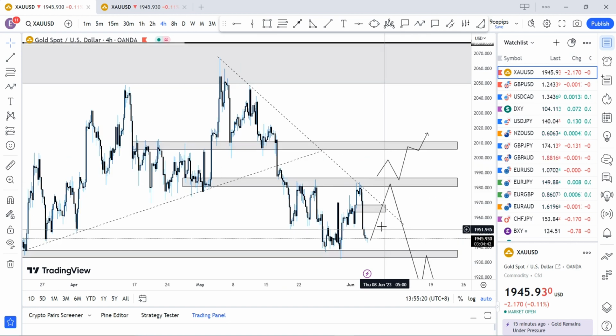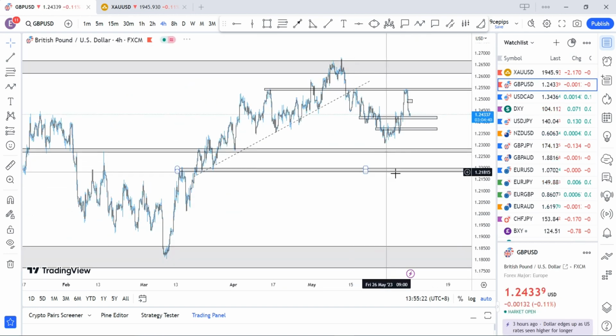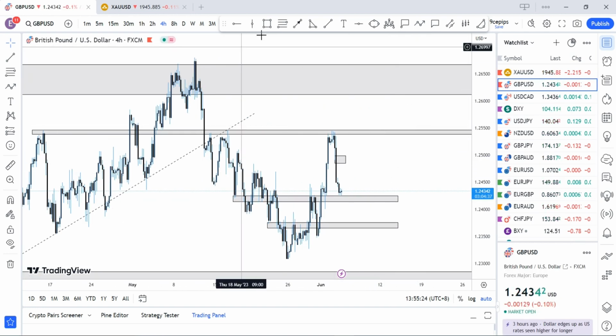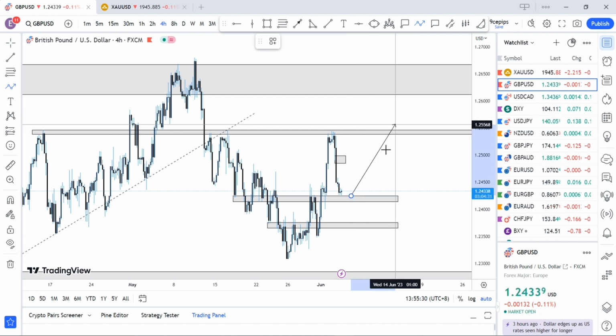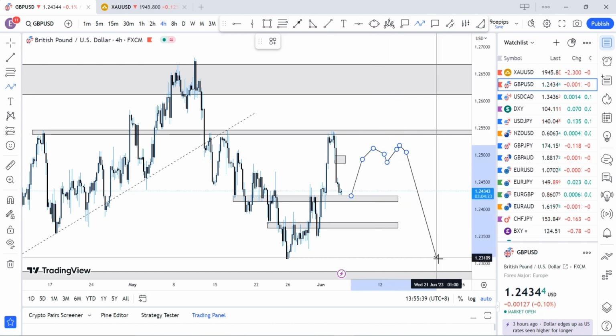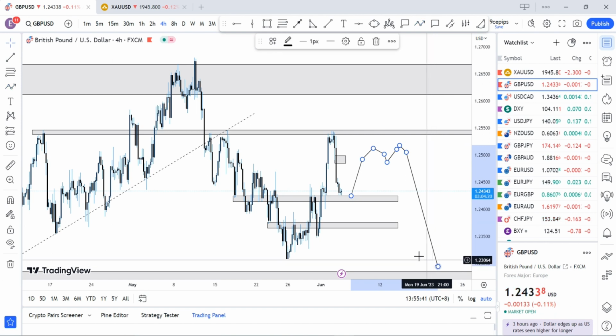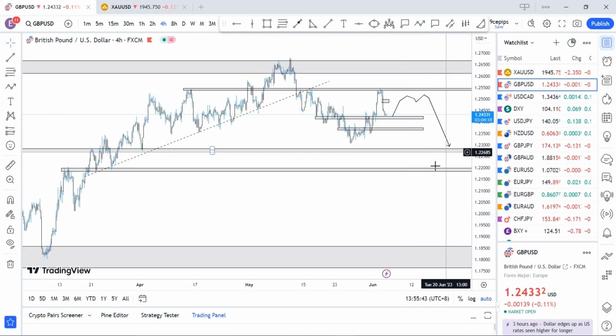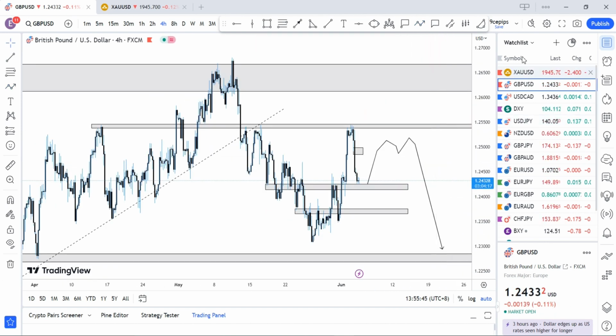All right, so basically that's that on pound USD. On pound USD, I'm looking out for a pullback from these regions here to possibly retest this region, or just a little bit, anywhere around that region here, and then we'll continue to the downside. Okay, so that's basically what I'm anticipating for pound USD.